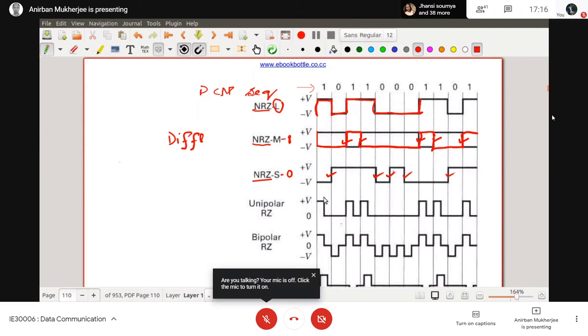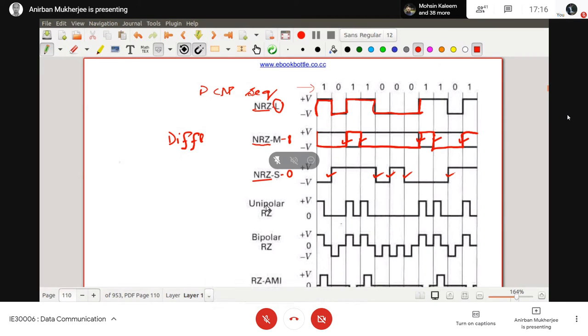Another thing is that this whole NRZ scheme is better in terms of noise immunity than the unipolar RZ. Why? Because it goes from plus 5 volt to minus 5 volt, whereas in unipolar RZ it goes from plus 5 volt to 0 volt. So in order to change the level from plus V to minus V, you need about a 10 volt noise spike; only then will it go to the other level. But in unipolar you need only a 5 volt spike to put it in the other state. That's why the NRZ schemes are much more immune to noise than the unipolar scheme.